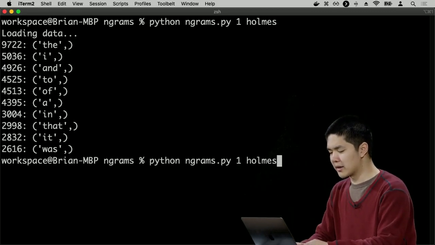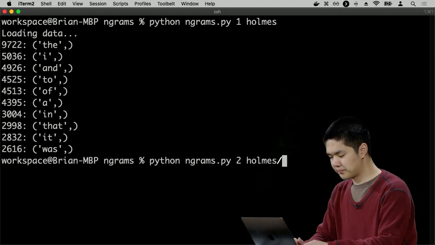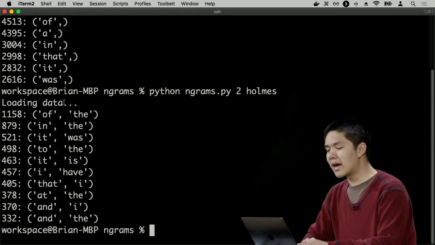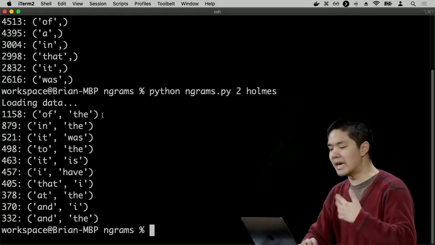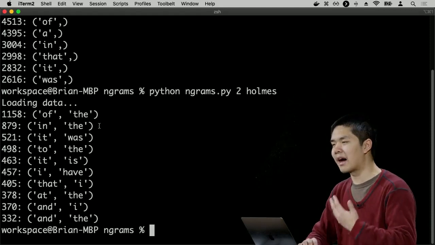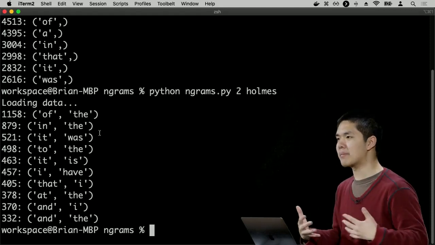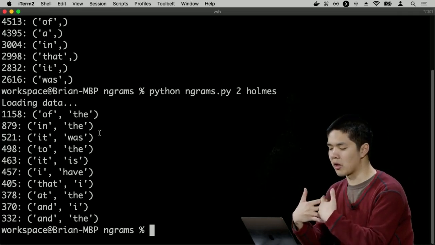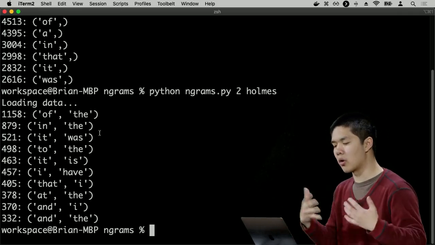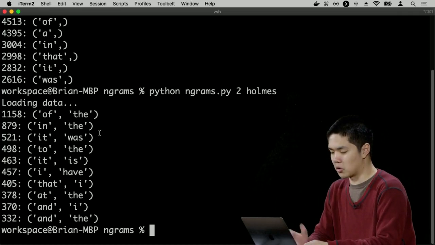So now let's go ahead and check for bigrams, for example. ngrams 2, Holmes. And all right, again, sequences of two words now that appear multiple times: of the, in the, it was, to the, it is, I have, so on and so forth. These are the types of bigrams that happen to come up quite often inside this corpus, inside of the Sherlock Holmes stories.